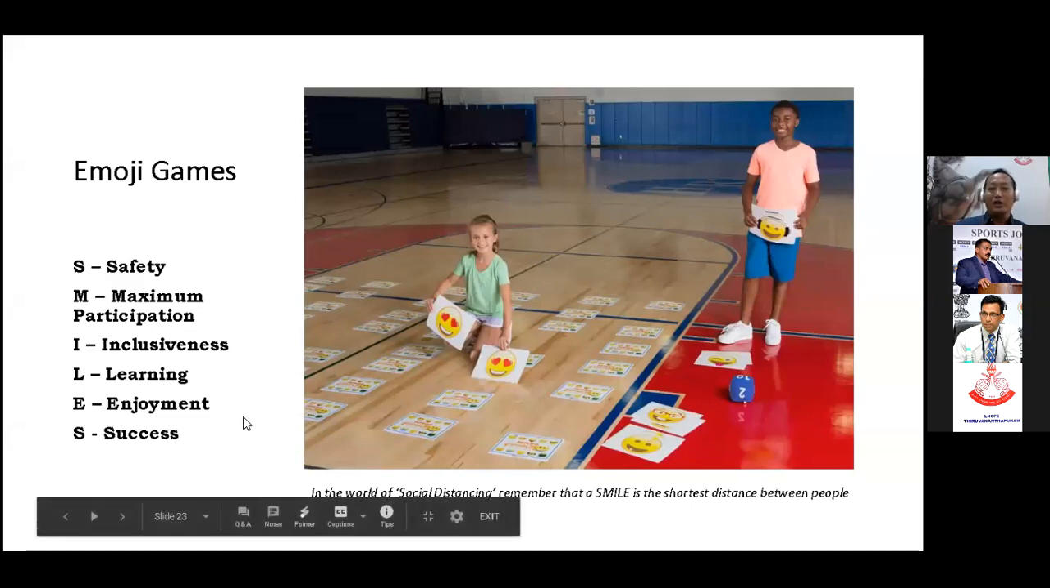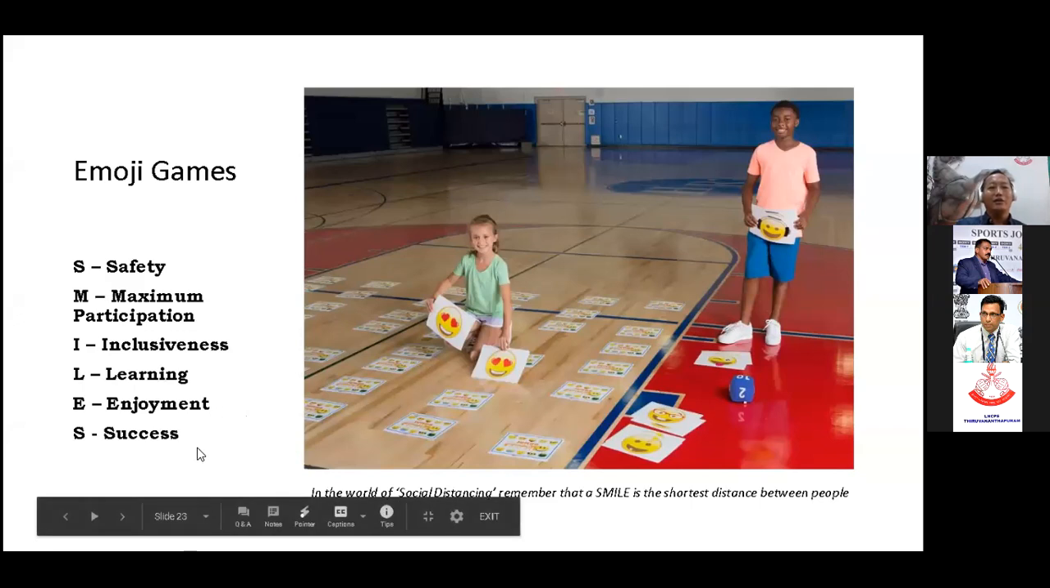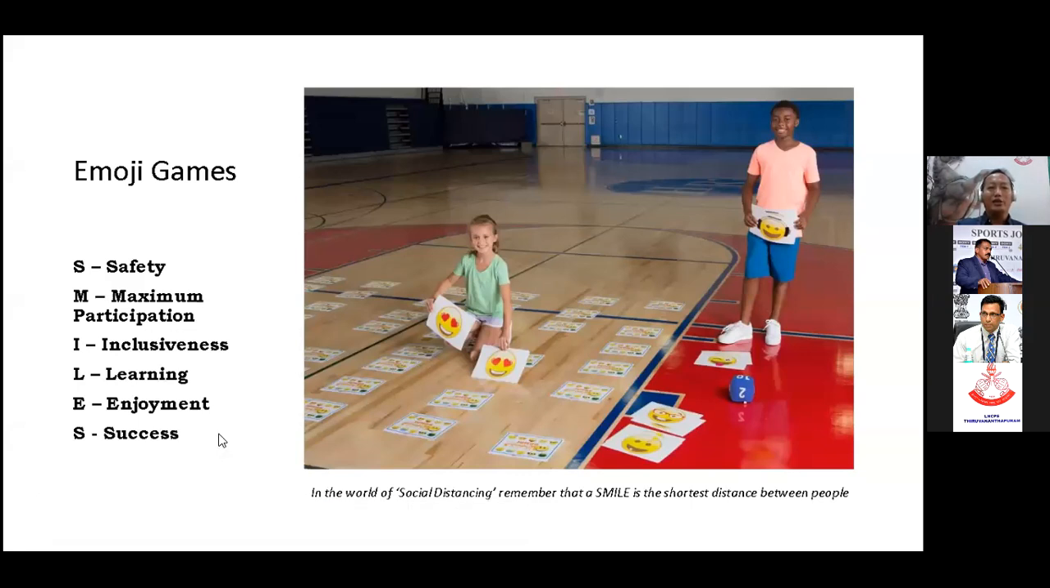So as physical education teachers, once again, try to inculcate this important term, SMILE, into your activity programs. And I can guarantee you all the good things we talked about: physical education teachers, how to be creative, how to be popular in the school, all this will be fulfilled as long as you use this SMILE technique in your programs.